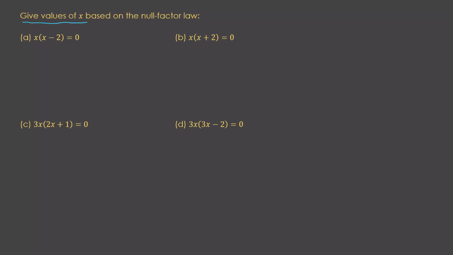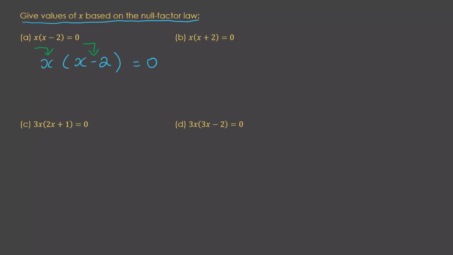Give values of x based on the null factor law. So here we have x times (x minus 2) is equal to 0. It should be clear that that means that either x is equal to 0 or x is equal to 2, because that would make the bracket 0.